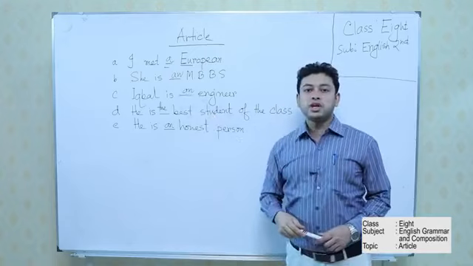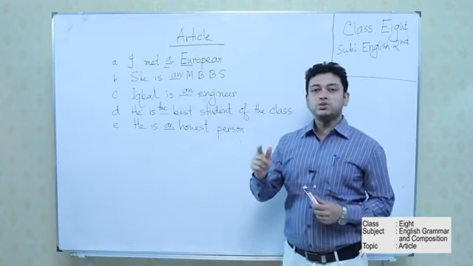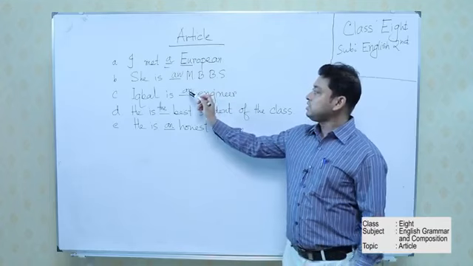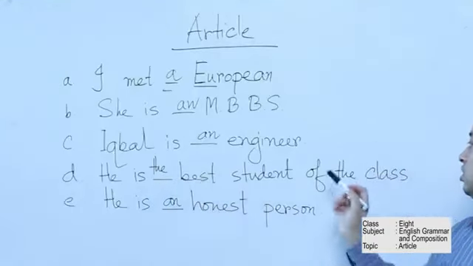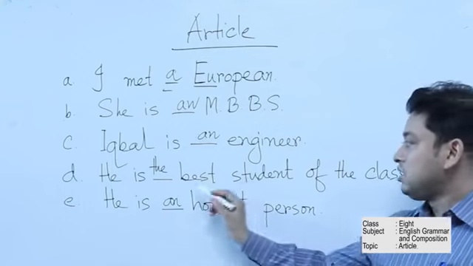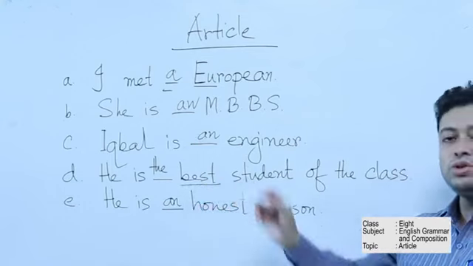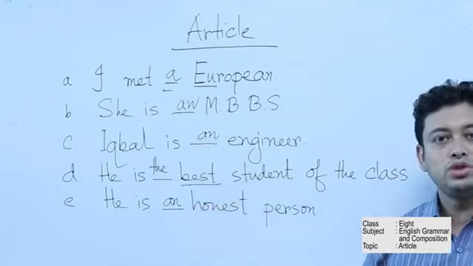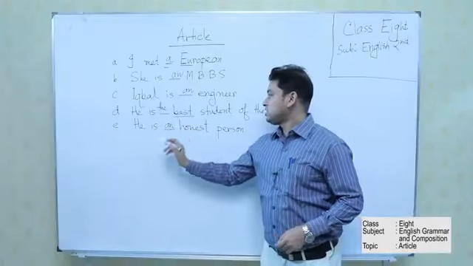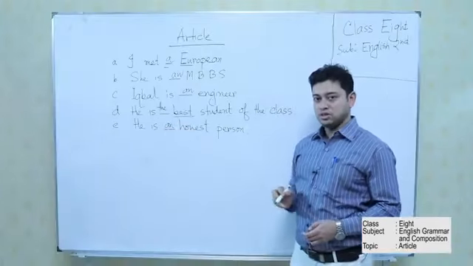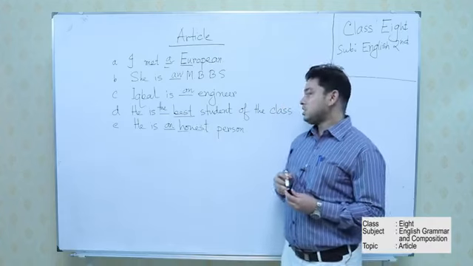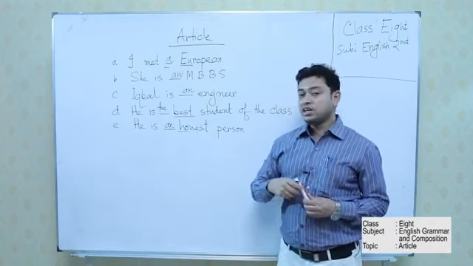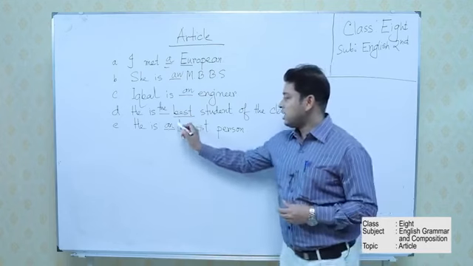And we know that before any rank or profession, we can use A or N. N is used because there is a vowel. He is the best student of the class. Why is there the? Because this is the superlative form. We know that before the superlative form we have to use the. The last one is: he is an honest person. See, there is a consonant, but the sound of honest is a vowel sound. That's why N is there.